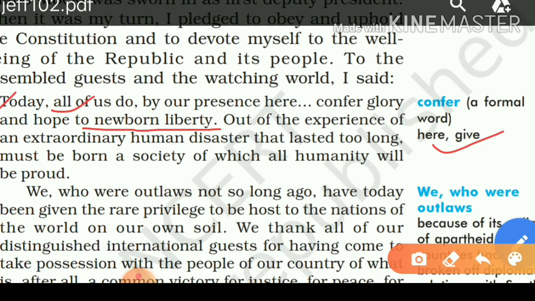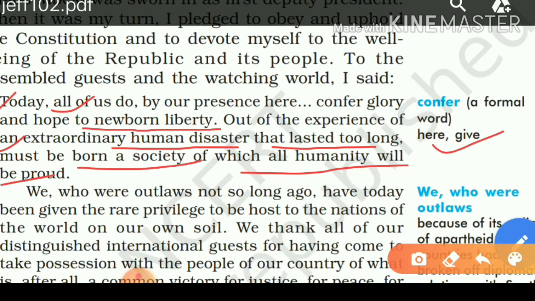So, out of the experience of an extraordinary human disaster that lasted too long, must be born a society of which all the humanity will be proud. Here he says, experience of an extraordinary human disaster that lasted too long.